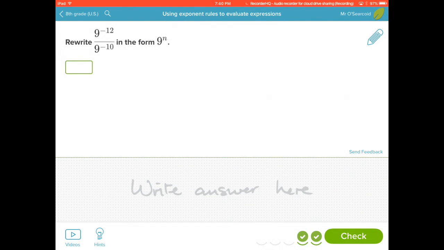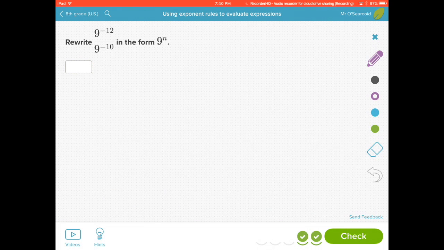Now, here's an interesting one. This is our division rule. If you remember going through the division rule a few minutes ago, it tells us that, let's use the y that I used before, y to the n over y to the m is equal to y to the n minus m. We worked that out earlier. That was our formula to work with.